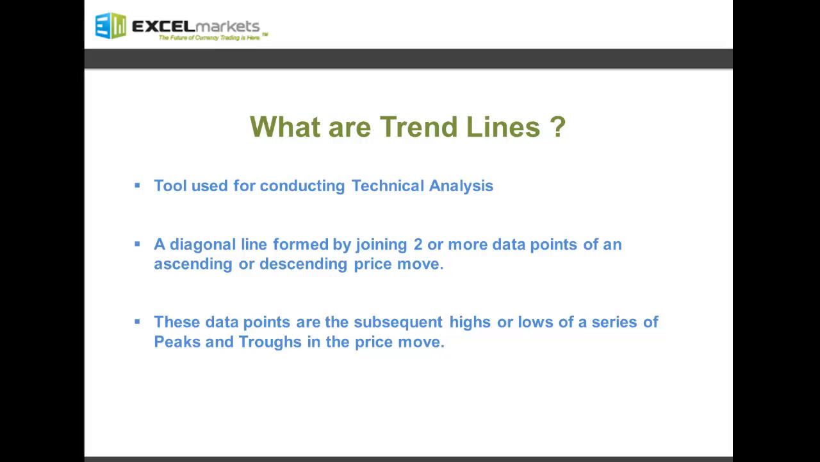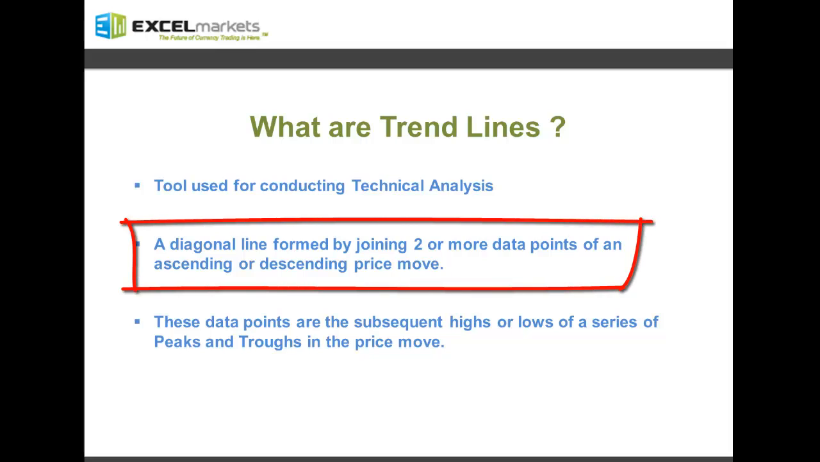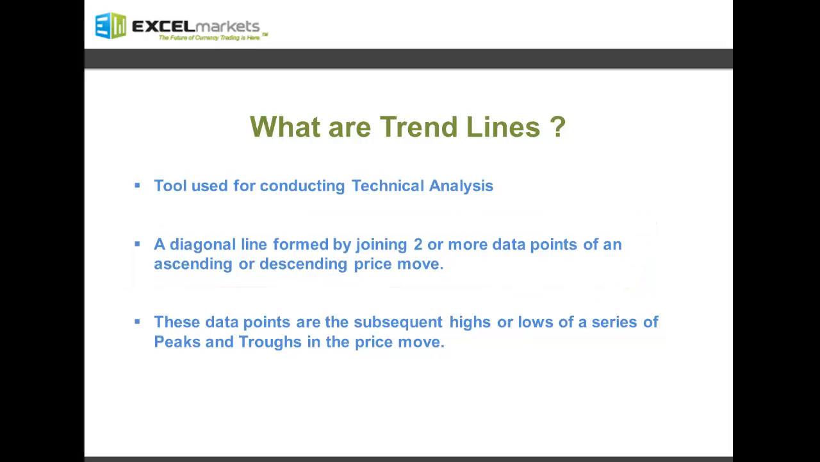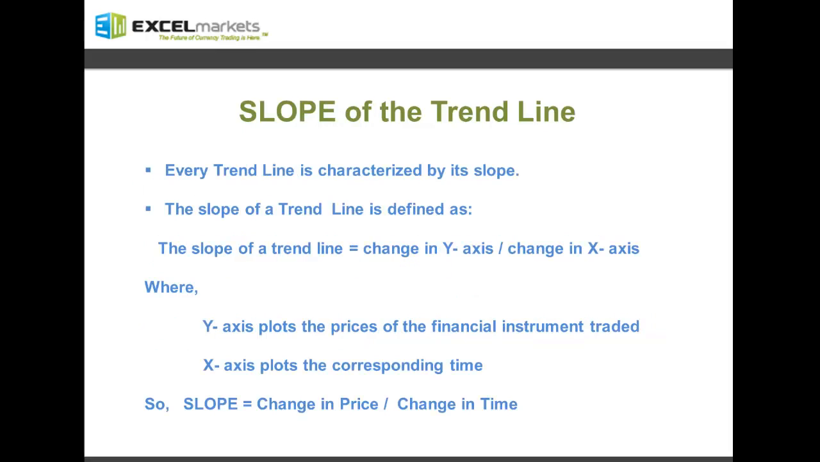Trend lines are another basic tool used for conducting technical analysis. It is a diagonal line formed by joining at least two or more data points of an ascending or descending price move. These data points are the subsequent highs or the subsequent lows in the series of peaks and troughs of a price move. We next get on to understanding the characteristics of the trend line.